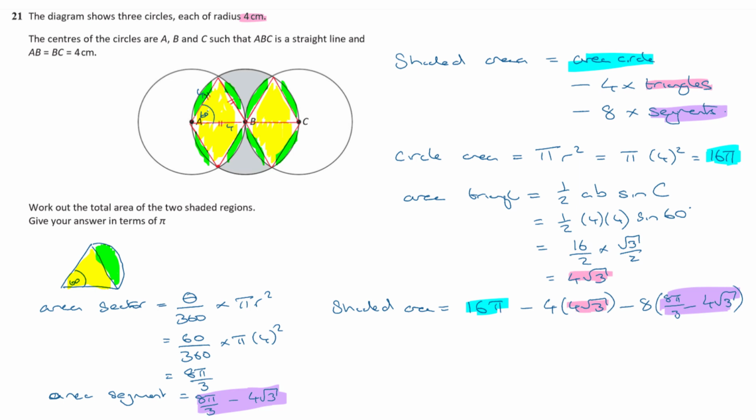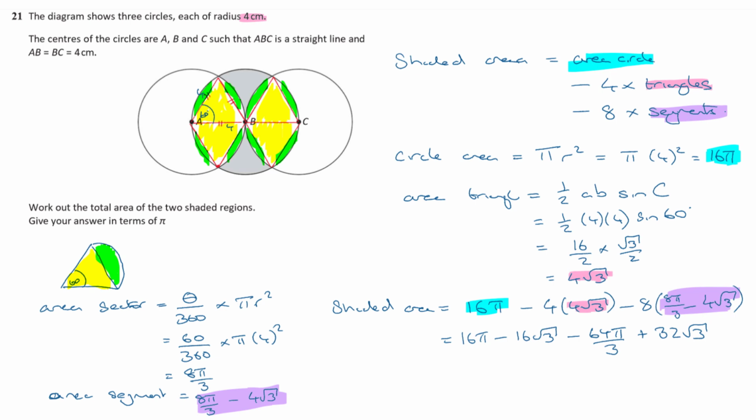So now it's just a matter of multiplying it all out and tidying it all up, and then hoping we don't drop anything along the way. All right, so I've got 16 pi, nothing to do there. Multiplying out that bracket, 4 lots of 4 root 3, well that's going to be 16 root 3, okay? And then the second bracket, minus 8 lots of 8 pi over 3, that's going to give me minus 64 pi over 3, and minus 8 times minus 4 root 3, that's going to be positive 32 root 3, okay?